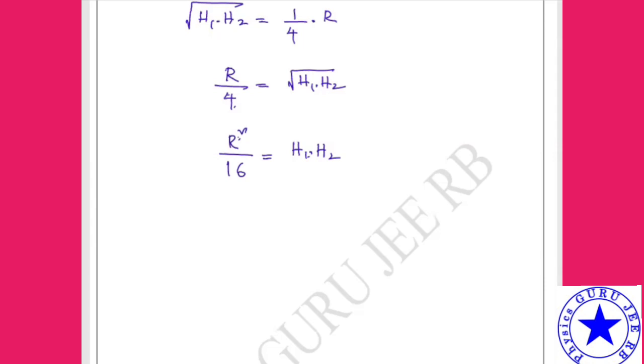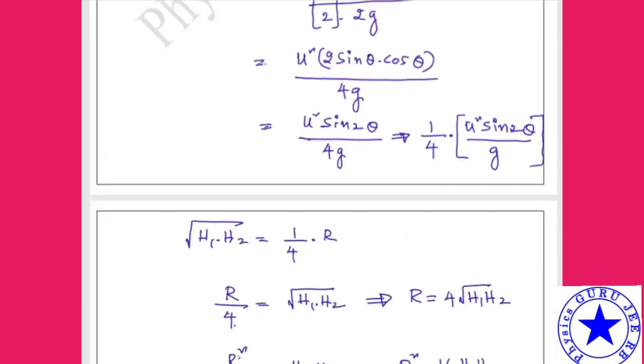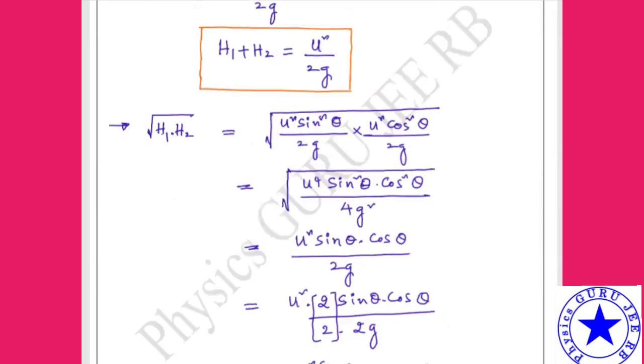Here we can write one more equation: R equal to 4 into under root of h1 into h2. This is the standard relation, right? Or we can write R square equal to another form, 16 into h1 into h2. R square should be there. Hope this is clear to all of you.